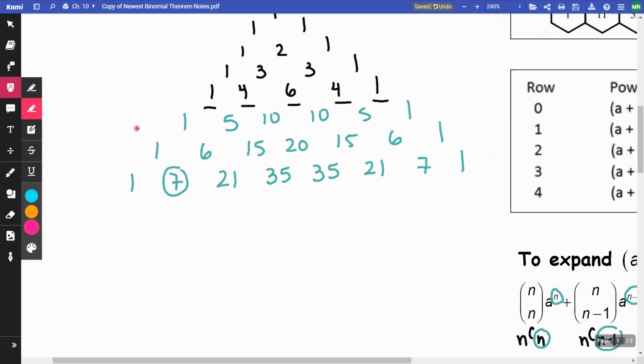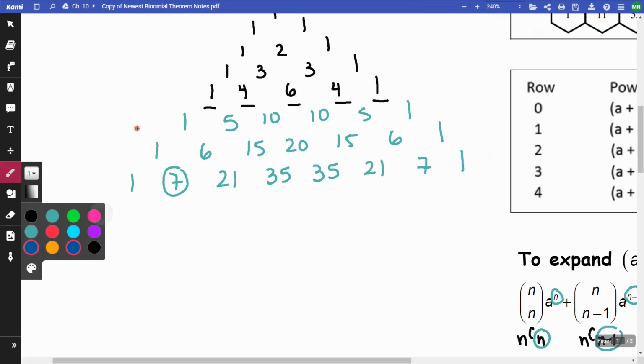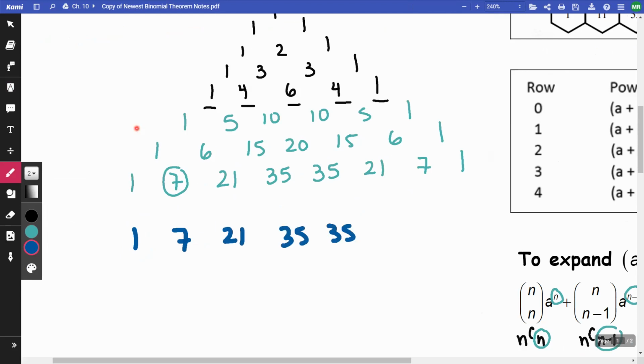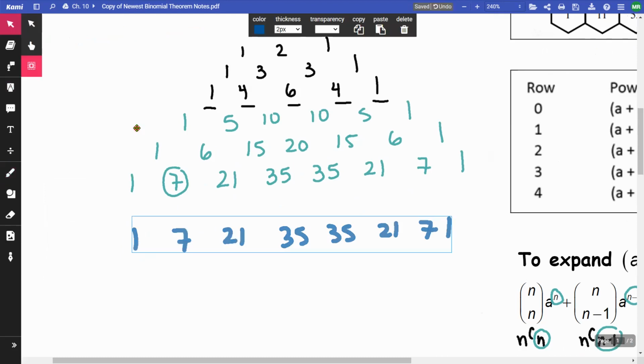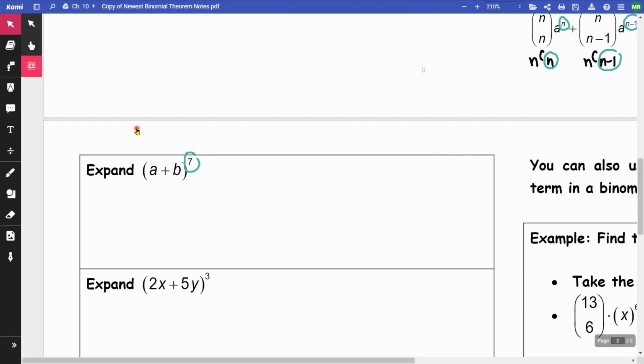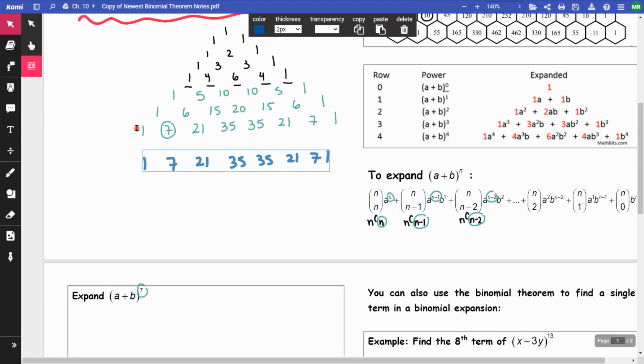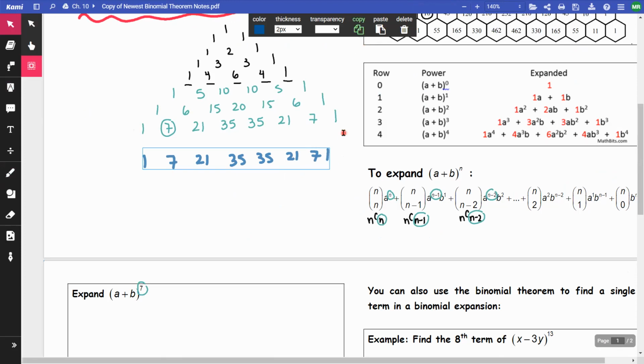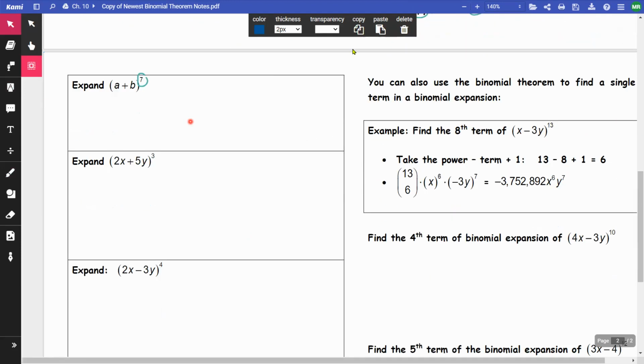Okay. So I'm just going to jot this down. Whoops, not in highlight. Don't want to do it in highlight. I'm just going to jot it down: 1, 7, 21, 35, 35, 21, 7, 1. Okay, so that's what I want to be using down here. So I'm going to be using that when I'm expanding this.